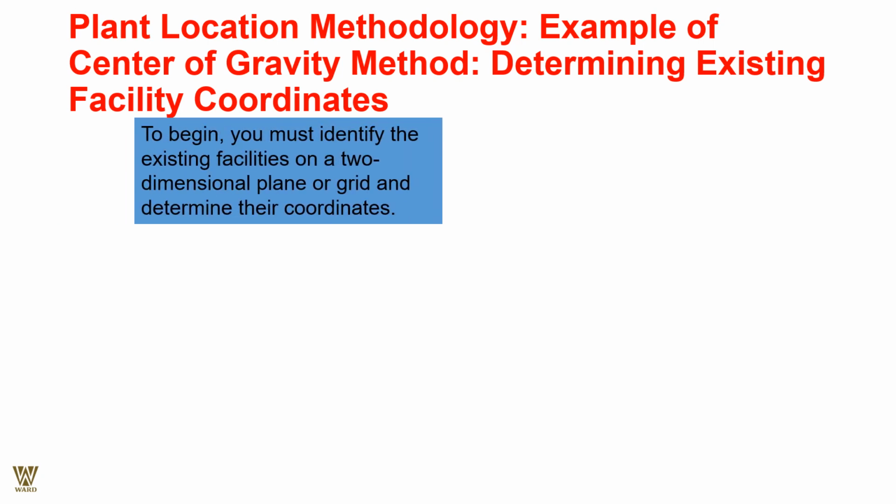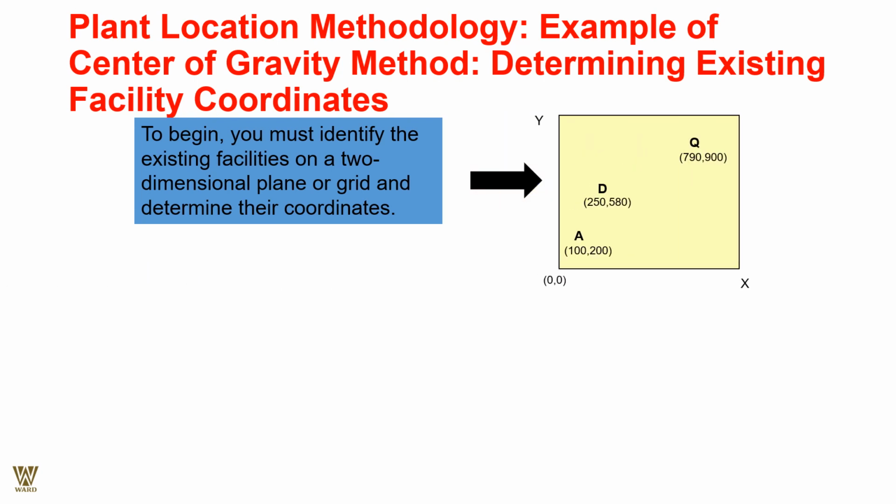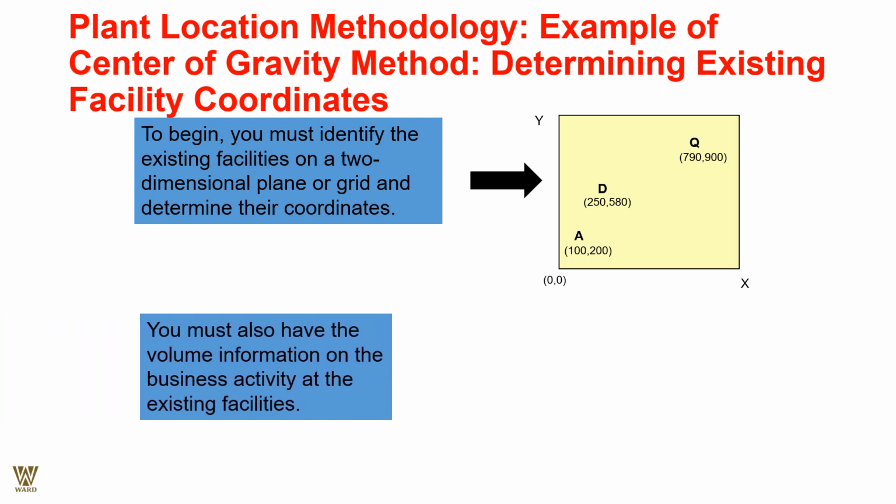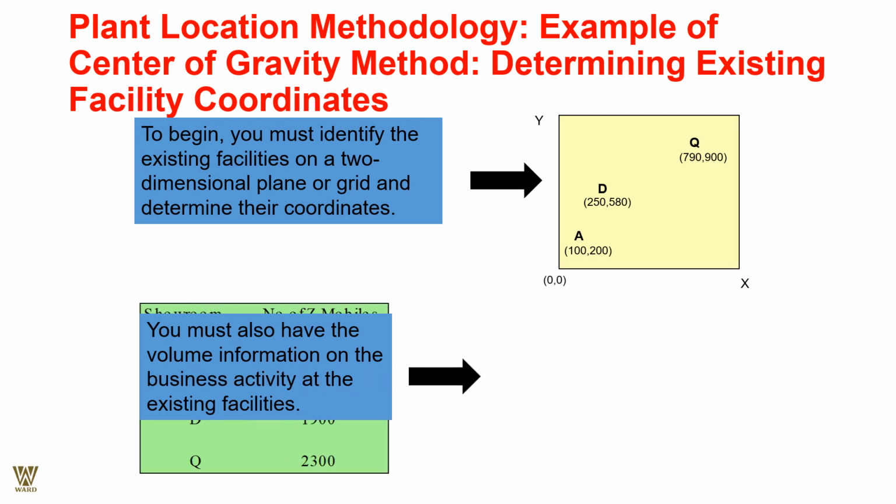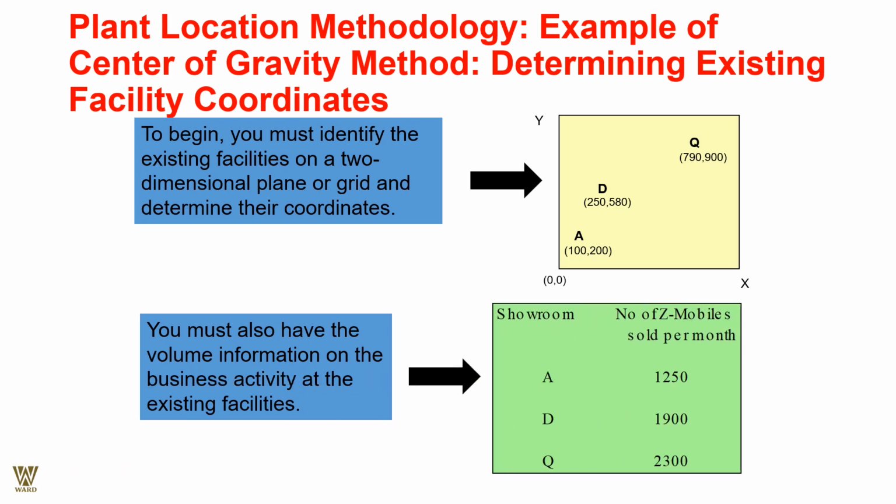To begin, we must try to find out the dimensional grid and determine their coordinates, which I have already stated. And accordingly, you have to have that volume of information: how much A is selling, how much B is selling, and how much Q is selling. 2300, 1220, 1250, and approximately 1900 by D as units sold. Now, this is what we are looking at.